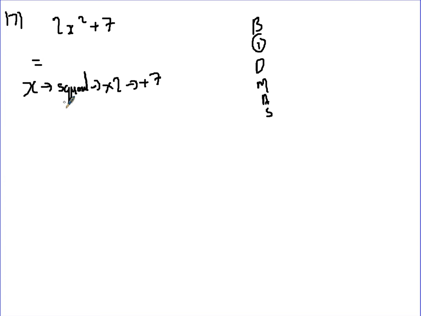A lot of people times by 2 first, then square it. So 4 squared gives you 16, 16 doubled gives you 32, and then 32 add 7 gives you 39.